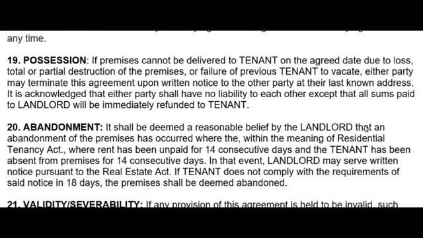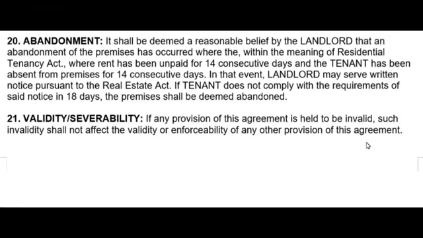19. Possession. If premises cannot be delivered to tenant on the agreed date due to loss, total, or partial destruction of the premises, or failure of previous tenant to vacate, either party may terminate this agreement upon written notice to the other party at their last known address. It is acknowledged that either party shall have no liability to each other, except that all sums paid to landlord will be immediately refunded to tenant. 20. Abandonment.